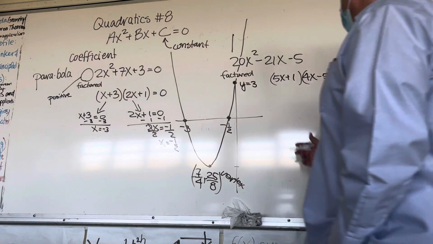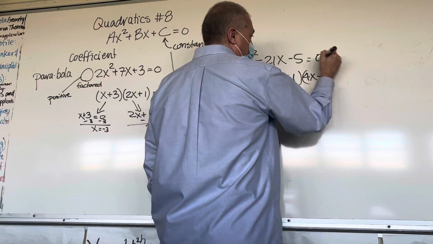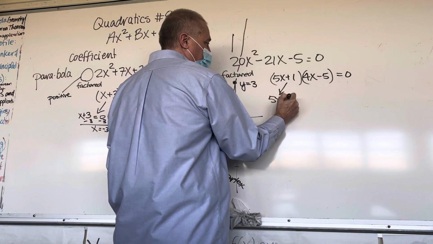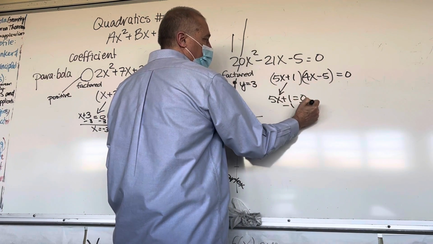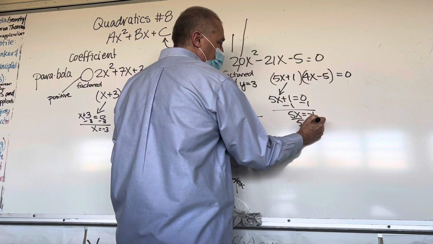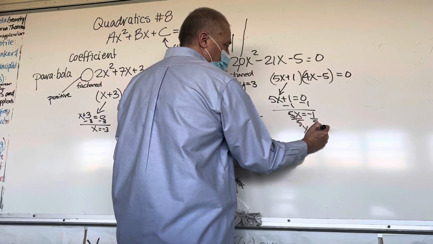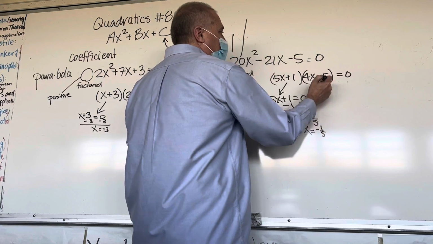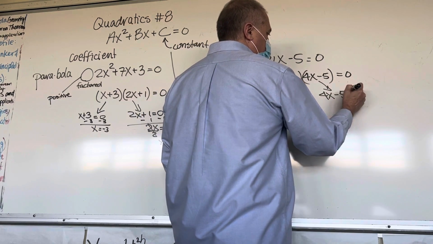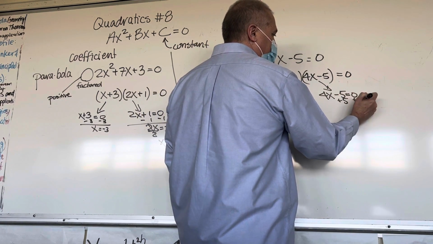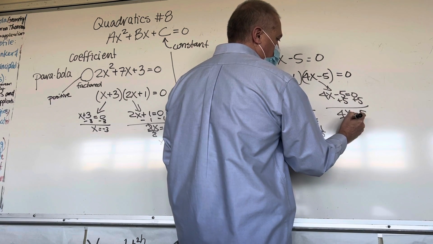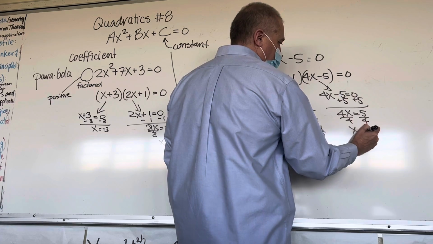Okay, good. So this has got to be equal to 0, and this has got to be equal to 0 for us to then say this is equal to 0. 5x plus 1 equals 0, subtract 1 from both sides, 5x equals minus 1, divide by 5, x equals minus 1/5. This one is 4x minus 5 equals 0, plus 5 plus 5. 4x equals 5, divide both sides by 4, and x equals 5/4.